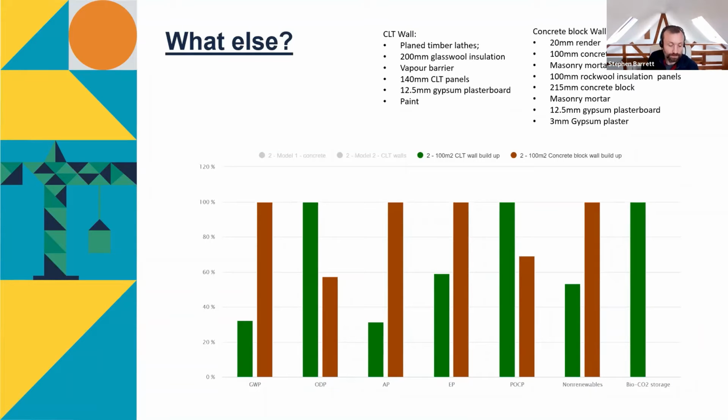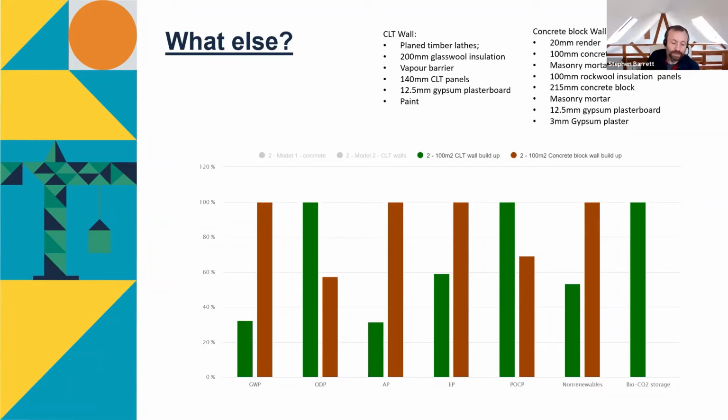It performs better in most environmental impacts, but by all means, you can see the ODP, the ozone depletion potential, and the photochemical ozone creation potential are both greater with CLT. This is probably to do with the glues in the laminating processes. I just wanted to point out that it's not always 100% clear cut what the best alternative is.